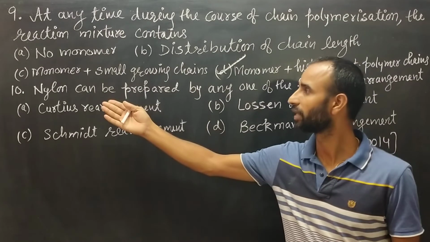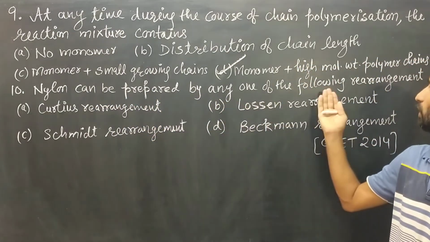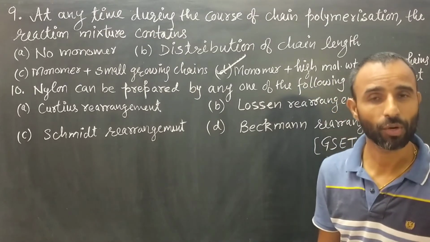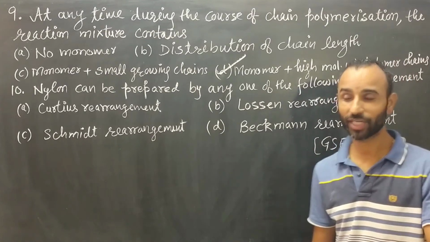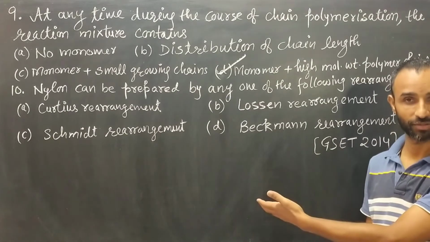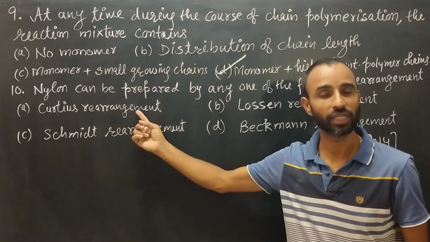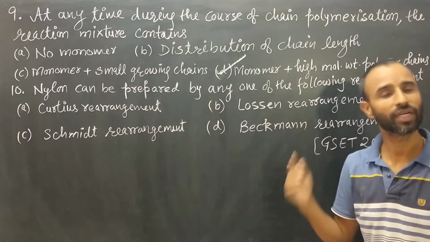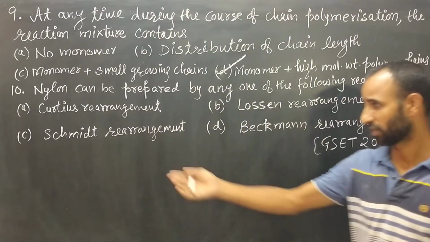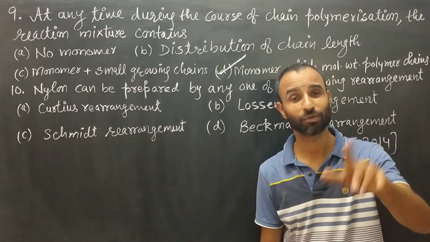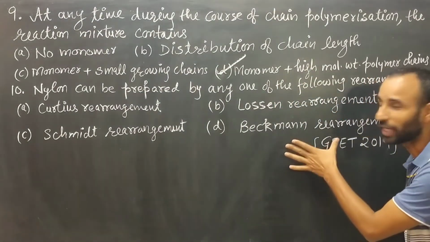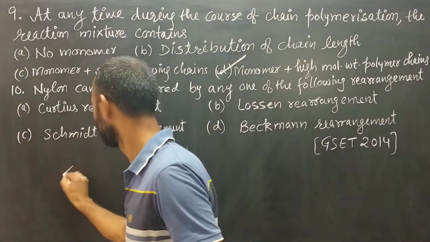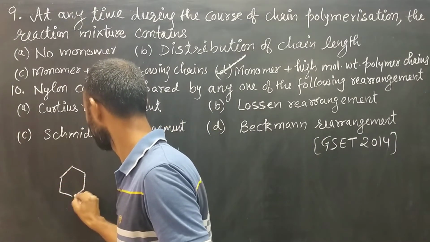The next question is: nylon can be prepared by any one of the following rearrangements. You know, nylon 6 is obtained from caprolactam, and caprolactam is obtained by which method? The Curtius rearrangement gives isocyanates, and then amine. The Lossen rearrangement again gives isocyanates. The Schmidt rearrangement gives different products but not caprolactam. But the Beckmann rearrangement gives caprolactam by this reaction. See, we have first cyclohexanone.